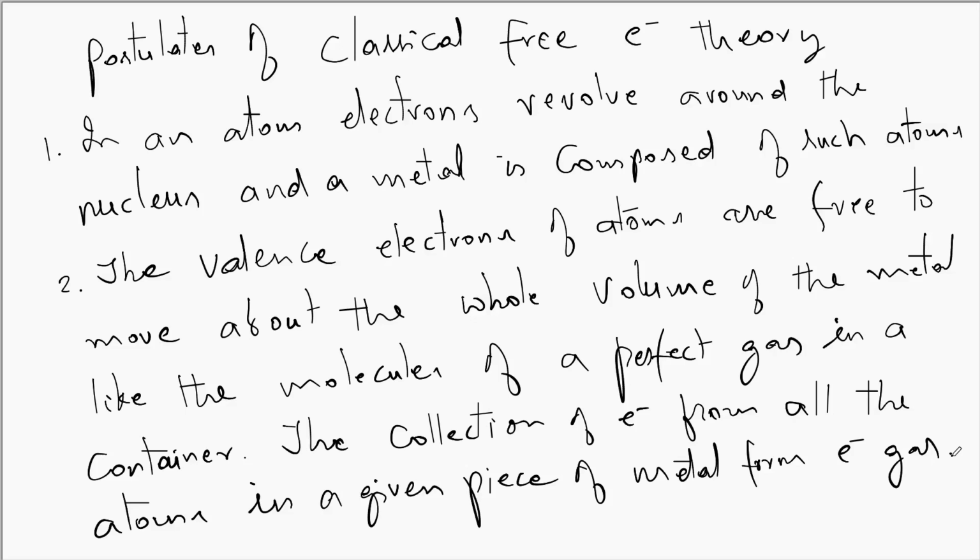The ion cores may be considered as suspended in a sea of electrons. Here we are comparing the electron gas with the perfect gas. In the case of a gas, the electrons are free to move randomly in the entire volume of the container. Similarly, here also we will have the electrons moving randomly all across the volume of the metal piece.